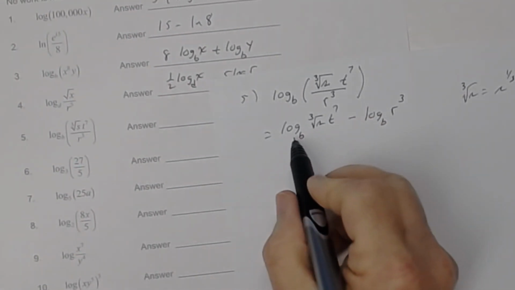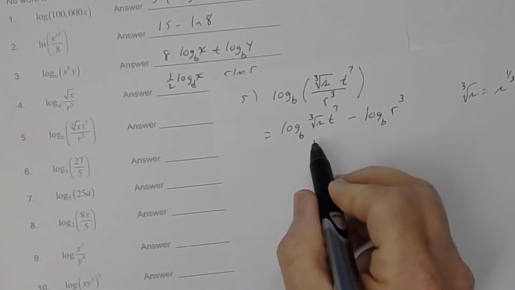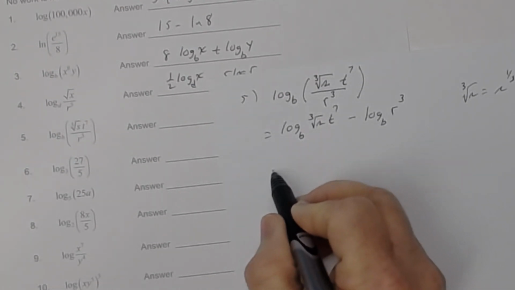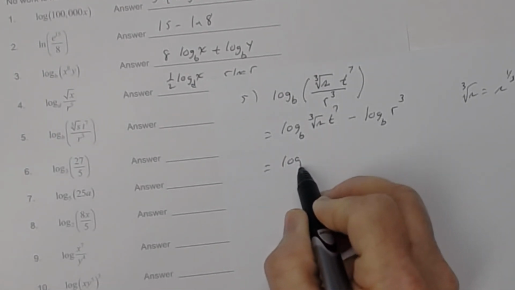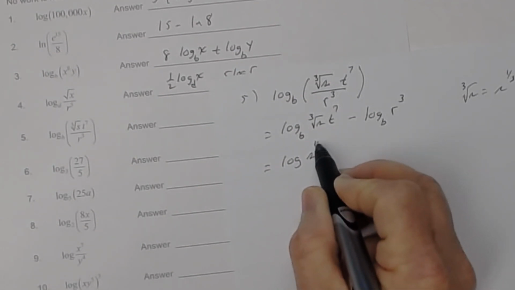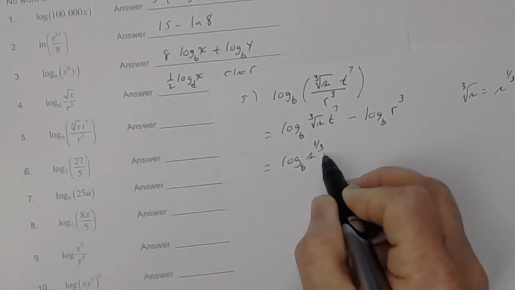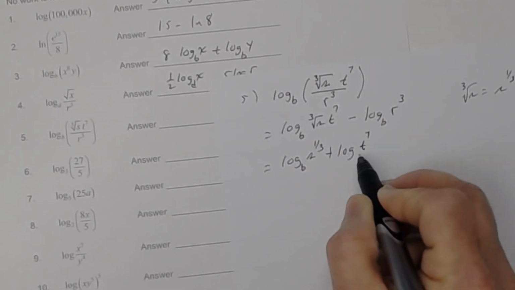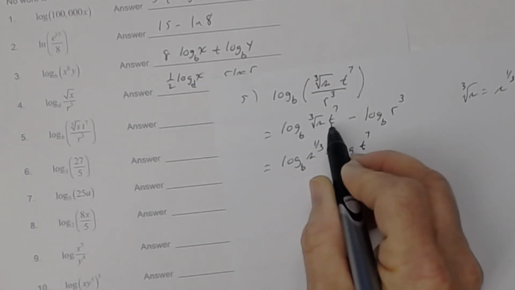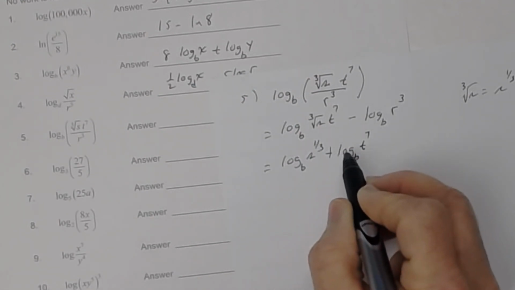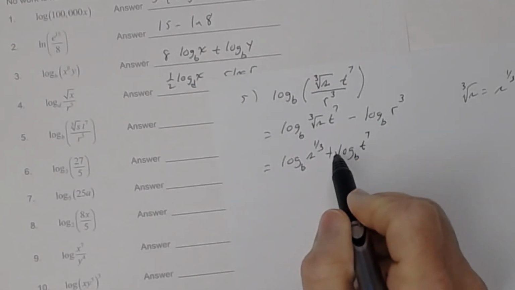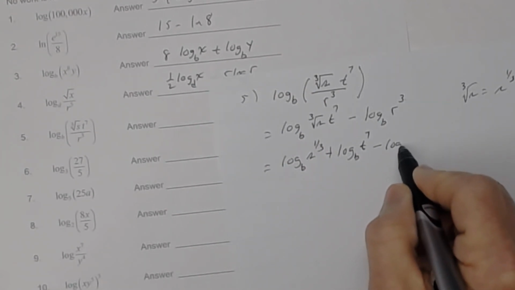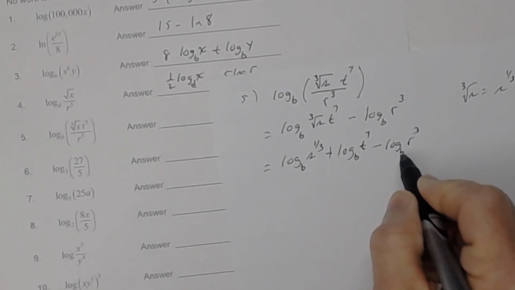So right here, I'm going to use the product rule. So I'm going to write this as an addition problem, as a sum of 2 logs. So this becomes the log of s to the 1/3 base b plus the log of t to the 7th base b. So that's what this is right here. So the log of this product is the sum of the 2 logs, minus, and then the log of r to the 3rd base b.